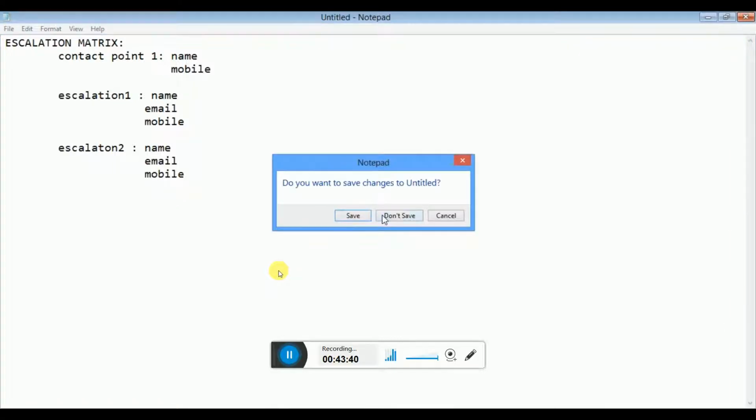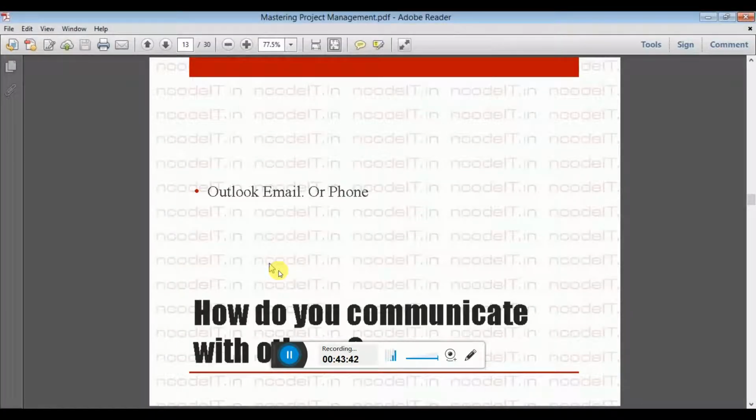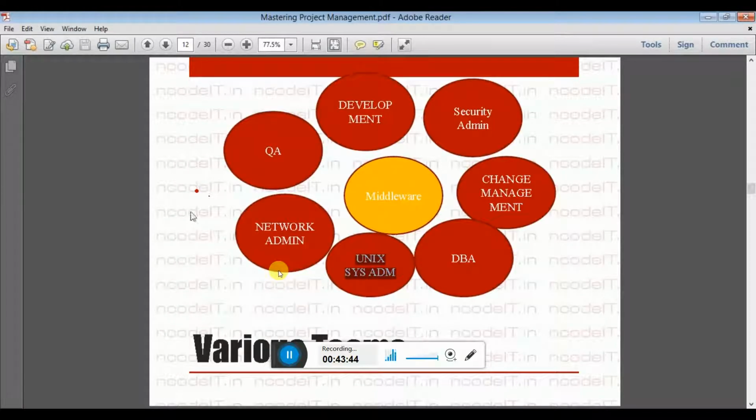Now the same way, if you look at this entire project, a lot of things are happening in this project. A lot of changes are happening. Means developers are developing version 1, then QA is testing version 1, Unix middleware guys are deploying version 1, then in the meantime in production, there is a problem. So let's say we want to finish the project in 3 months.